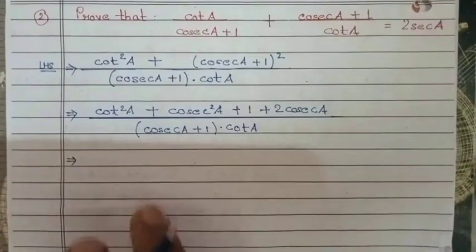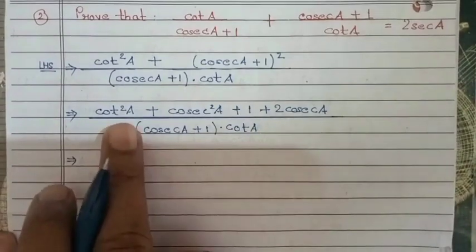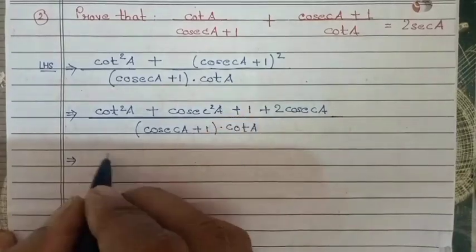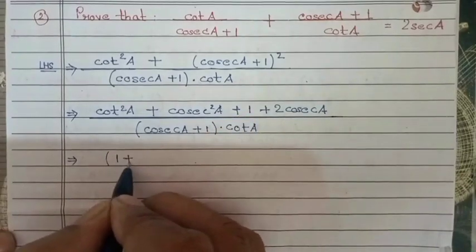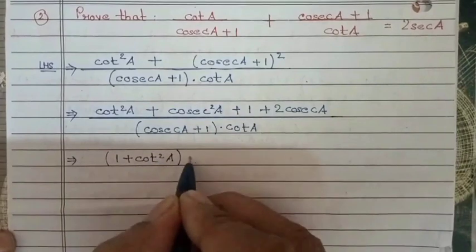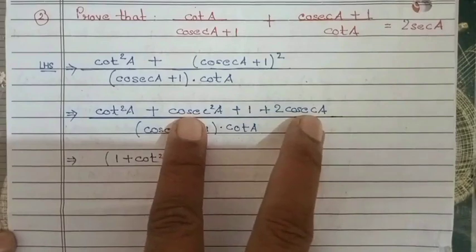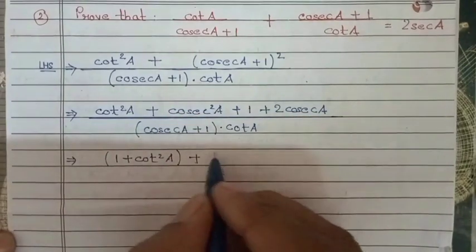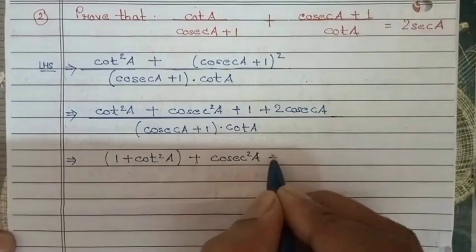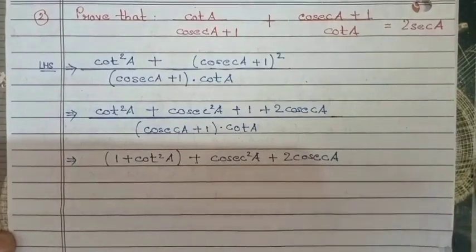Okay, now see, in the numerator place we will take the grouping of these two. So cot square will be grouped with 1, cot square plus 1, and in the second group we will take these two. So we will be getting, like this, cosec square plus twice cosec.